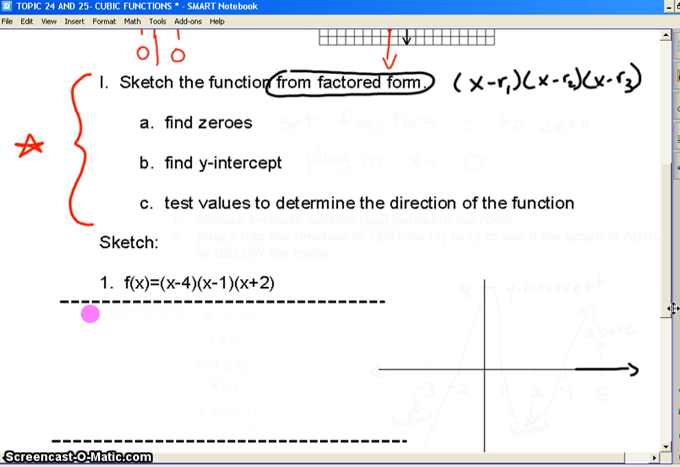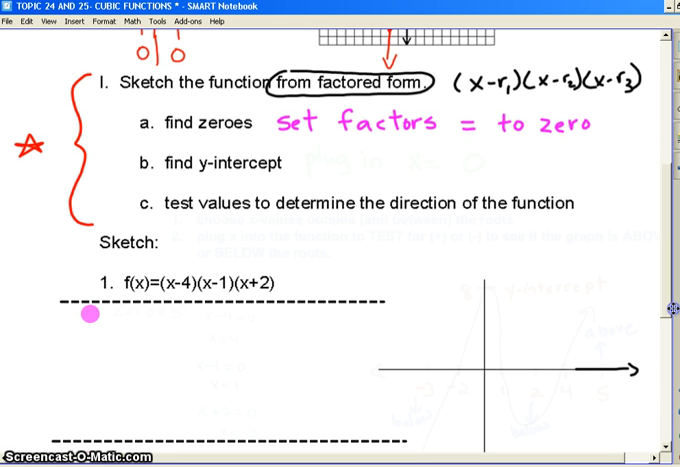All right, so how am I going to find the zeros? If I have factors, how will I find the zeros? You're going to set your factors equal to 0. Remember when you did that back in Algebra 1, or in Algebra 2 as well, okay?